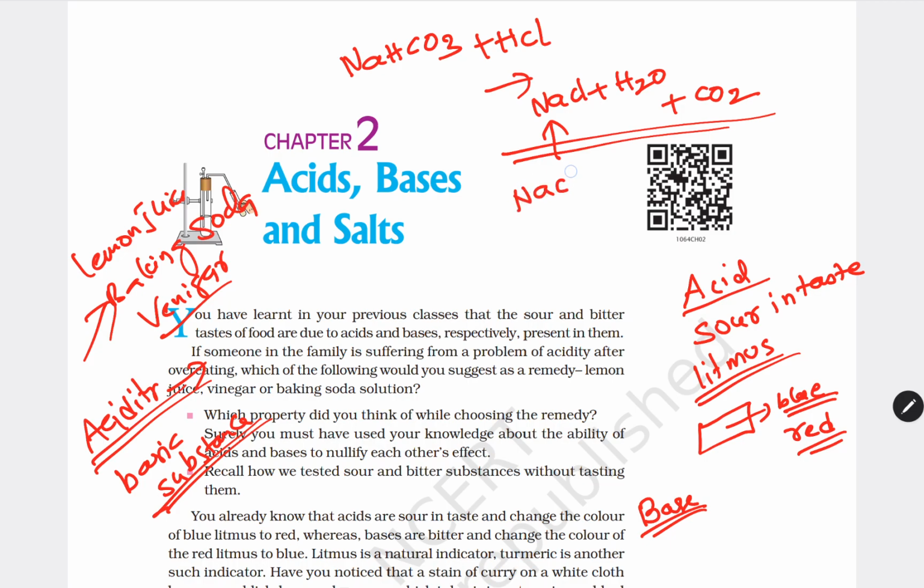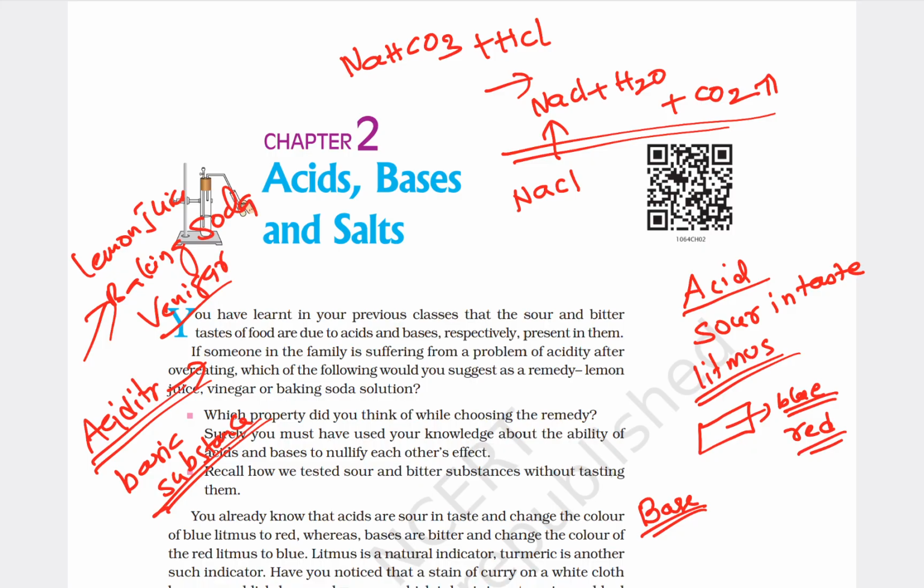NaCl is the salt here, okay, and water and carbon dioxide gas will be released. So this reduces the acidity. So why not lemon juice or vinegar? Lemon juice and vinegar are acidic substances. Adding more acid to an already acidic environment in the stomach will worsen the condition instead of alleviating it. Hence, they should be avoided for treating the acidity.